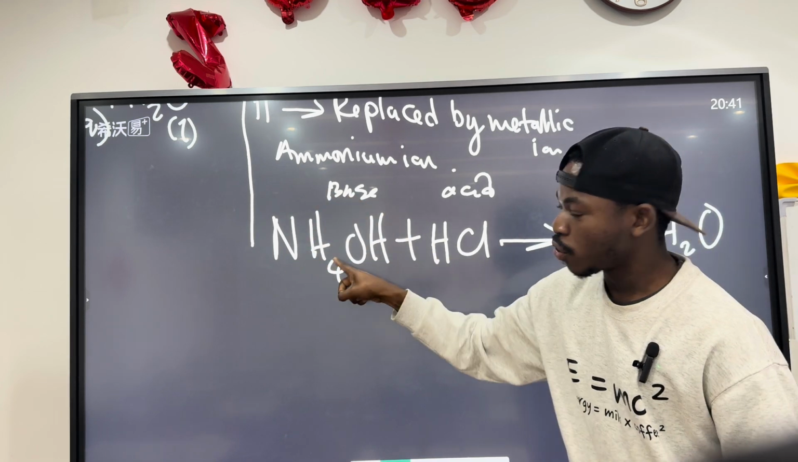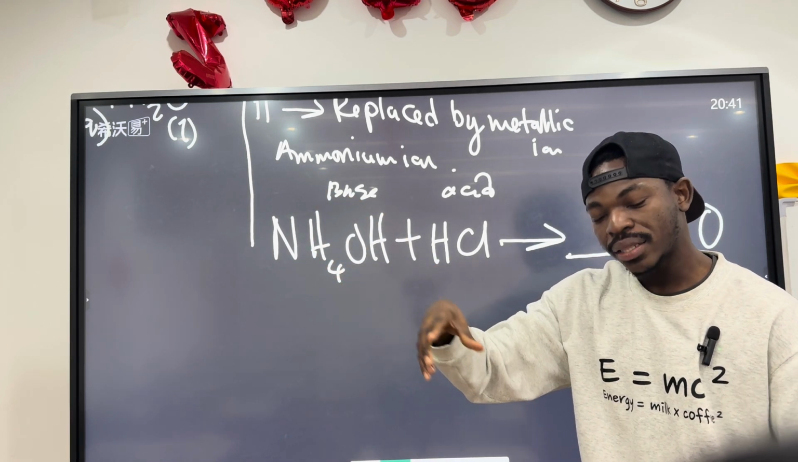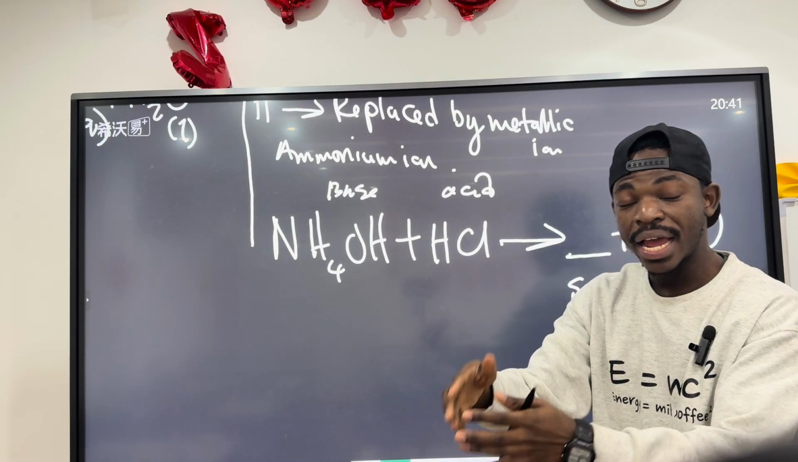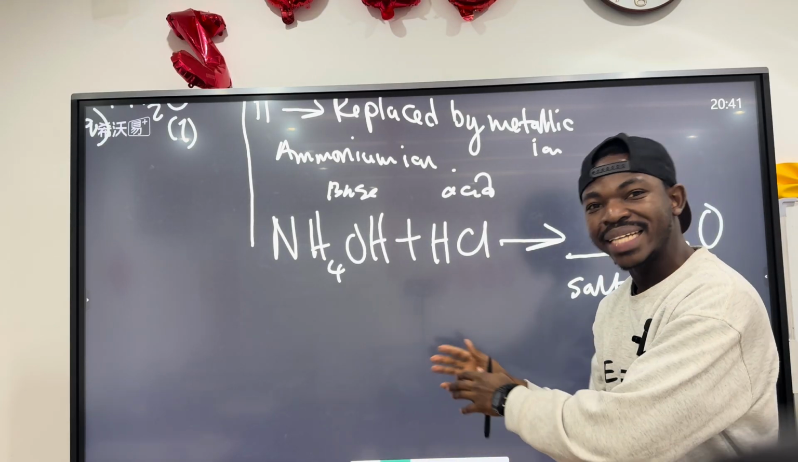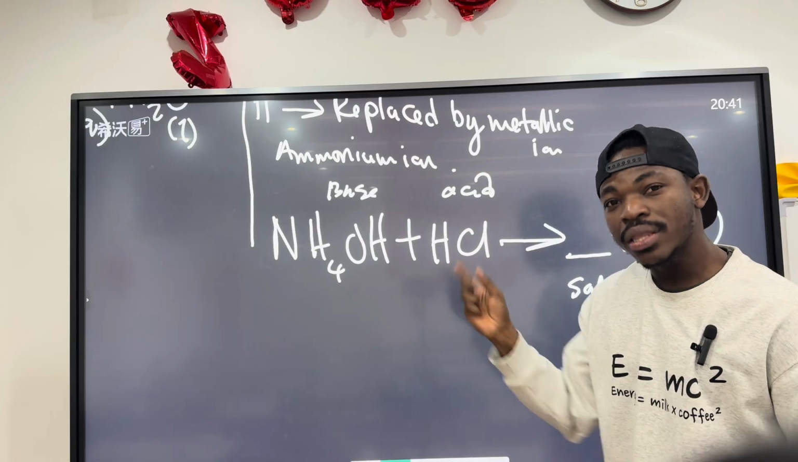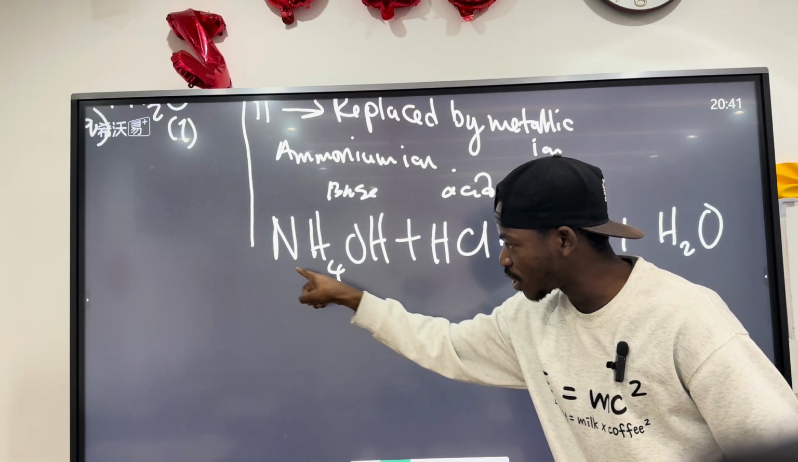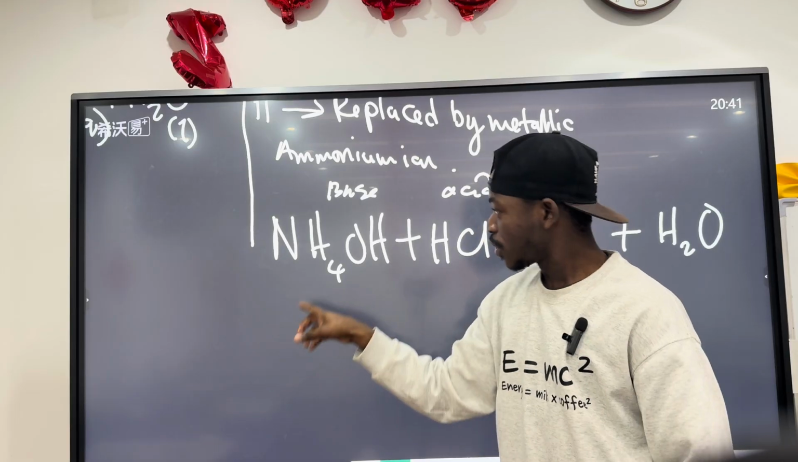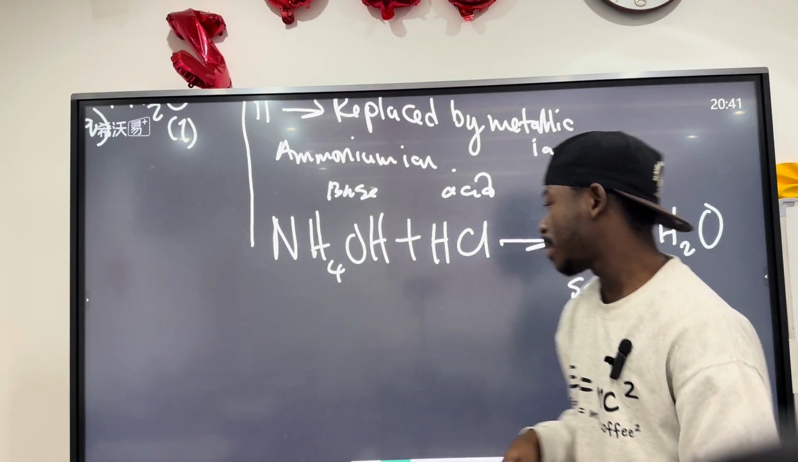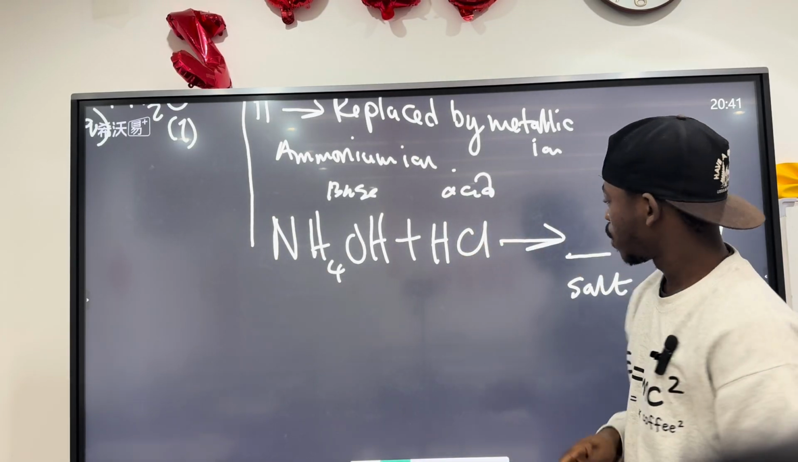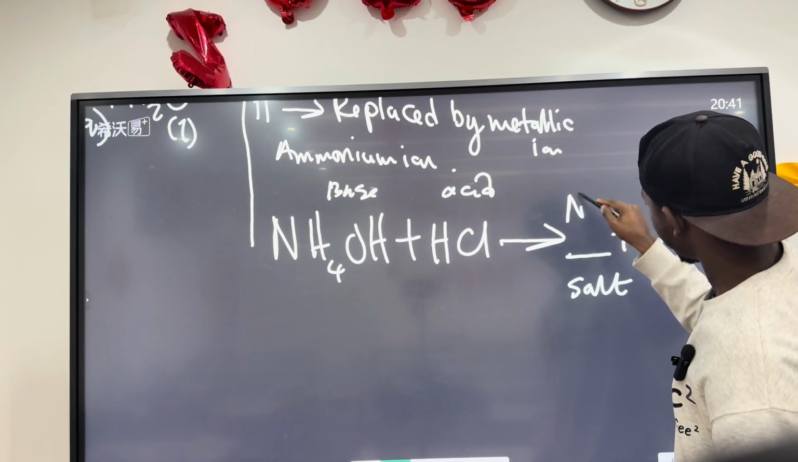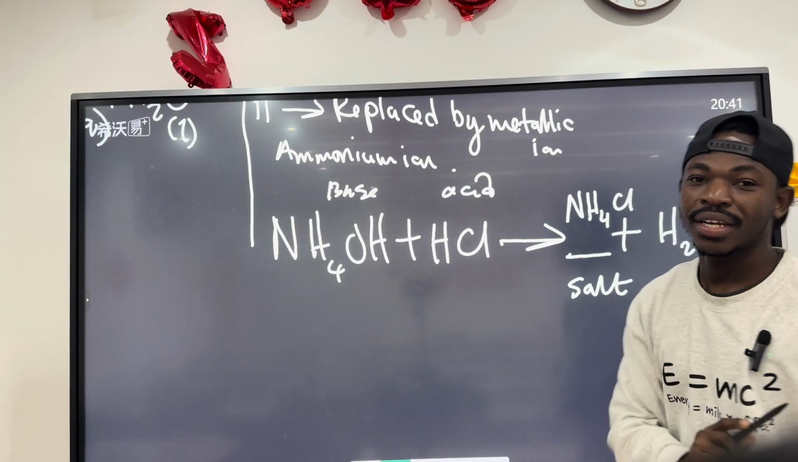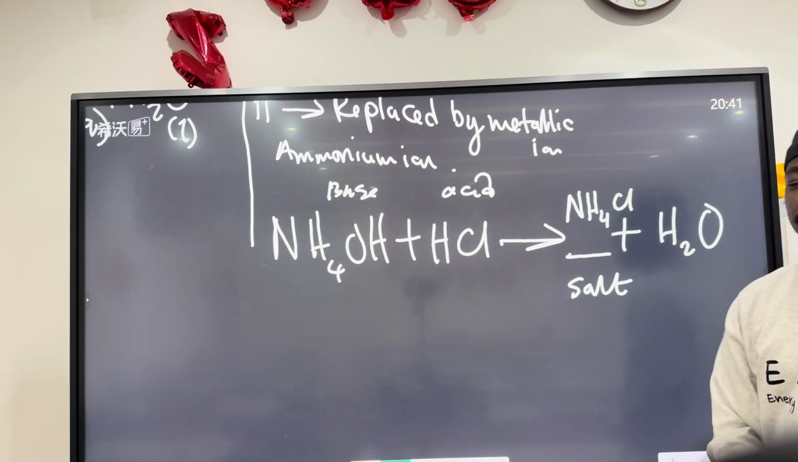We have ammonium hydroxide. A salt is a compound formed when the hydrogen ions of an acid are replaced by the metallic ion or the ammonium ion. This time around we don't have a metal here. What we have here is ammonia. So the ammonium ion will now replace the hydrogen ion. So we're going to form ammonium chloride, like that. So this is a salt.